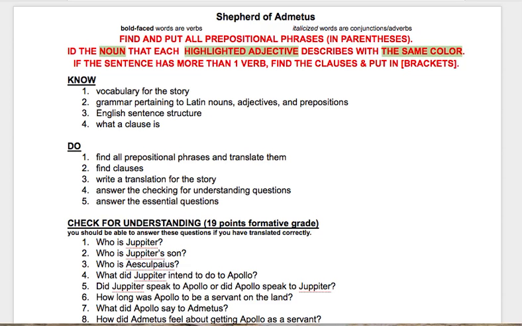In all the previous stories, we've only had to worry about the nouns in the story. But now we are responsible not only for nouns, but prepositional phrases as well as adjectives.